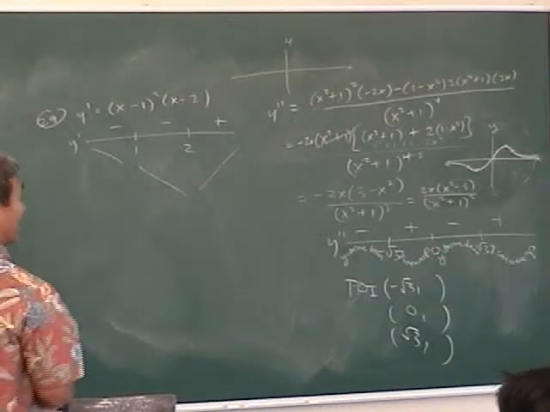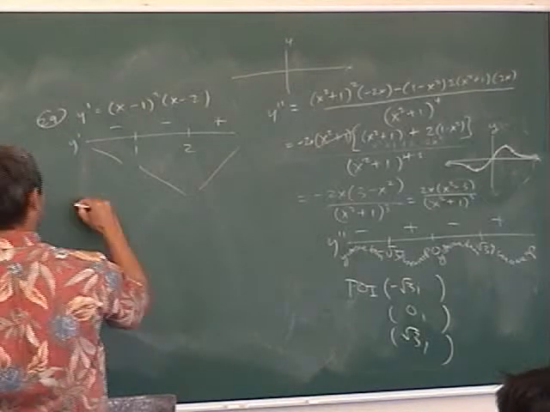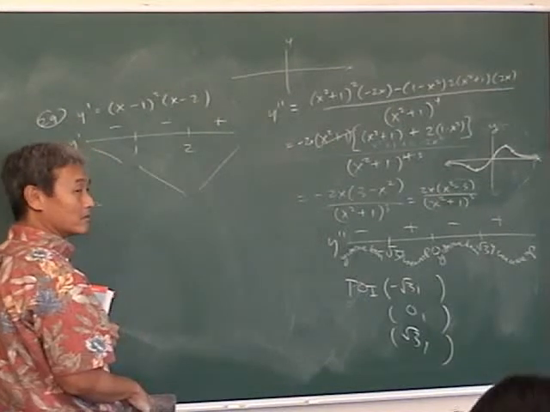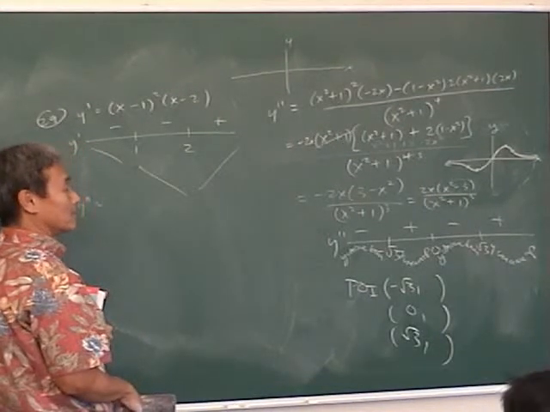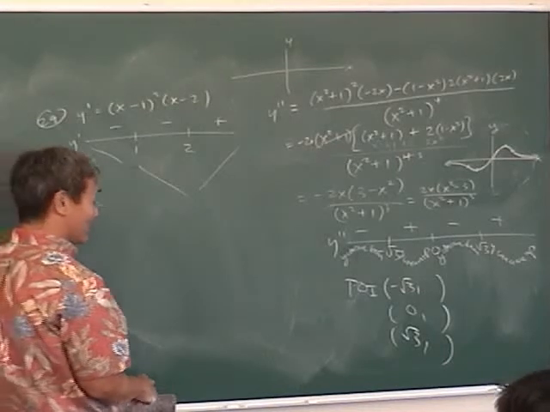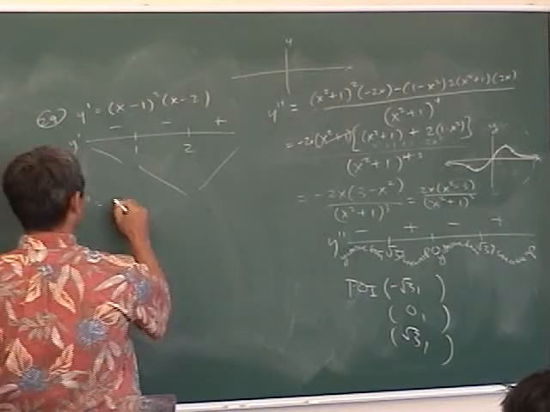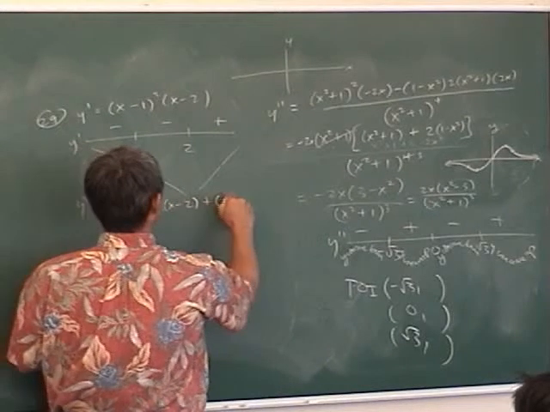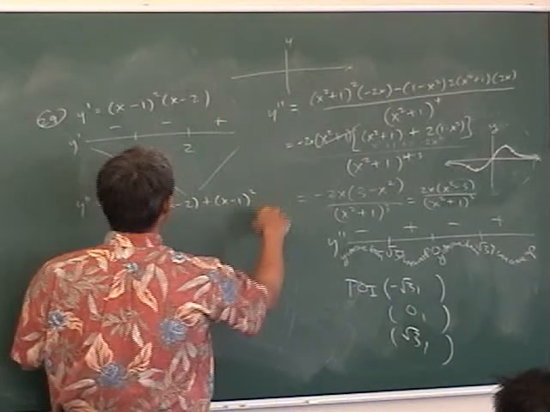Okay, now how do you find points of inflection? You gotta find the second derivative. Okay, now how do you want to find the second derivative? Multiply it out, or you want to use product rule? I think product rule would be simpler. So derivative of the first, 2 times x minus 2, times the second one alone, plus leave the first one alone times the derivative of the second, which is 1.